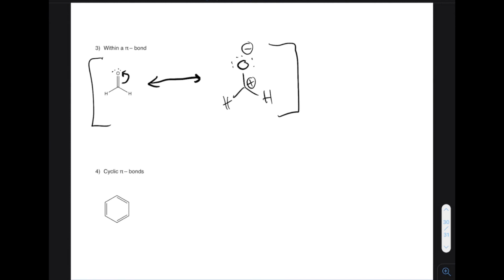But the very first rule is we have to have as many octets satisfied as possible, and this carbon, of course, is not satisfied. It only has three bonds, no other electrons, only six electrons around it, so it is not satisfied, even though the oxygen is. So this is the major resonance form, and this is the minor. I spelled that entirely wrong. Minor resonance form.